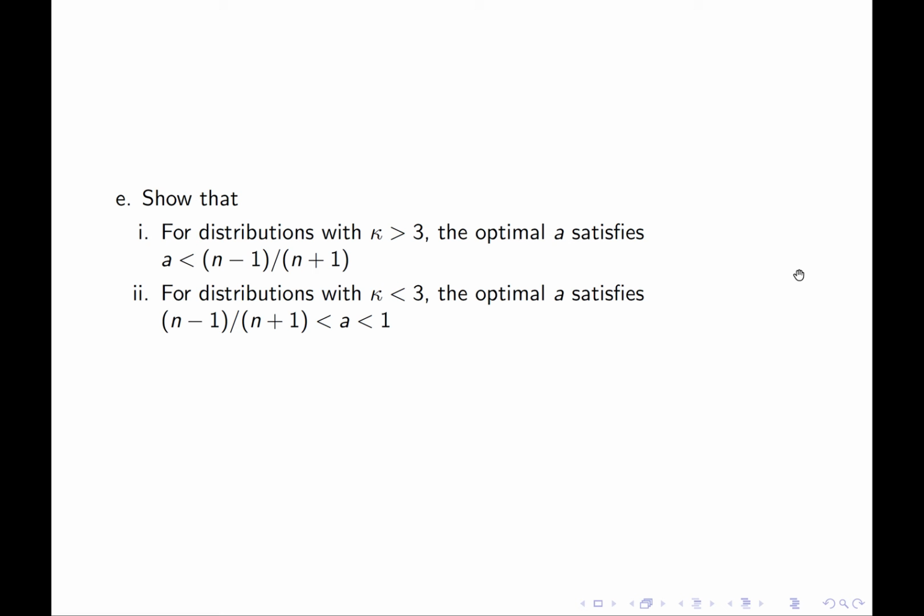Next part says, show that for distributions with kappa greater than 3, the optimal a satisfies a less than n minus 1 on n plus 1. And for distributions with kappa, kurtosis, less than 3, the optimal a satisfies n minus 1 over n plus 1 less than a less than 1. So let's have a look at the solution.